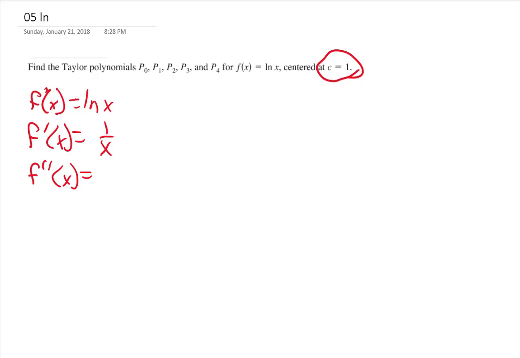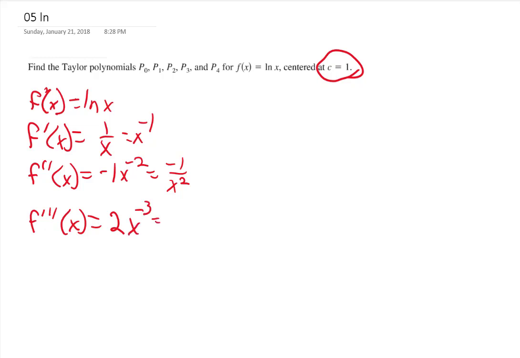What's the derivative of 1 over x? Well, 1 over x is the same as x to the negative 1, so the derivative is negative 1 times x to the negative 2, which is negative 1 over x squared. And then the third derivative, again using our power rule, negative 1 times negative 2 makes that a 2 times x to the negative 3, so we get 2 over x cubed. And finally, the fourth derivative will be 2 times negative 3, which is negative 6 x to the negative 4, which is negative 6 over x to the fourth.